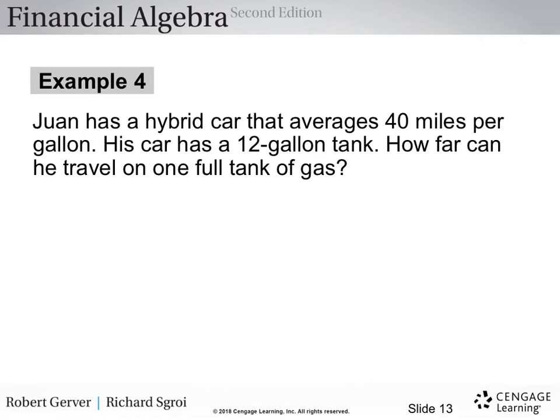So here's one more example. Juan has a hybrid car that averages 40 miles per gallon. His car has a 12-gallon gas tank. So your average is 40 miles per gallon, 40 mpg, and he has a 12-gallon gas tank. How far can he travel on one full tank of gas?